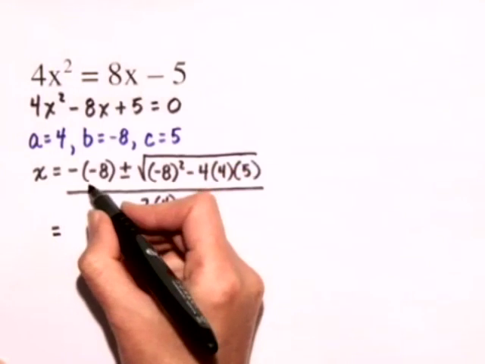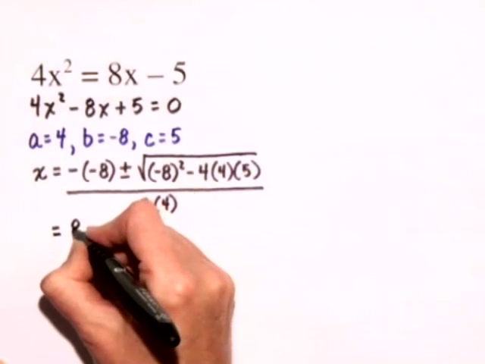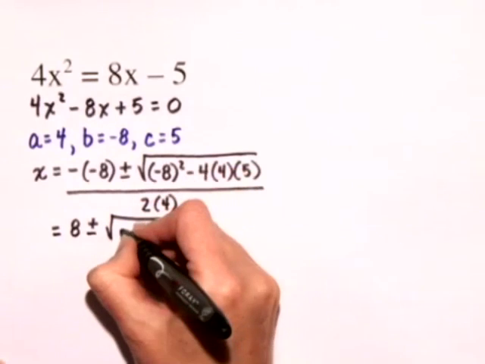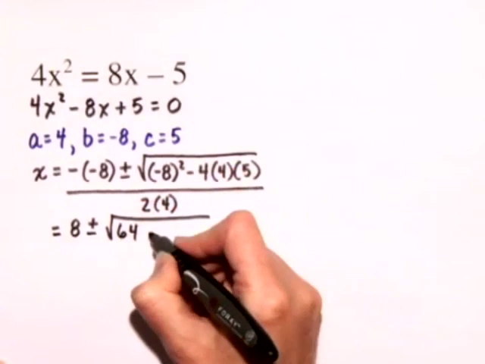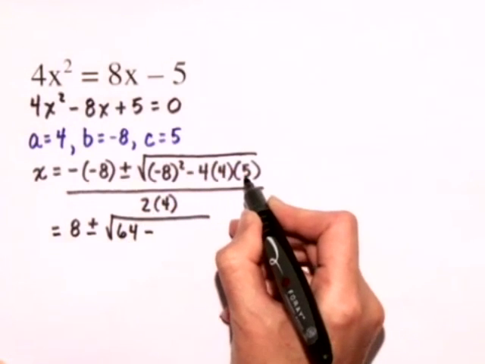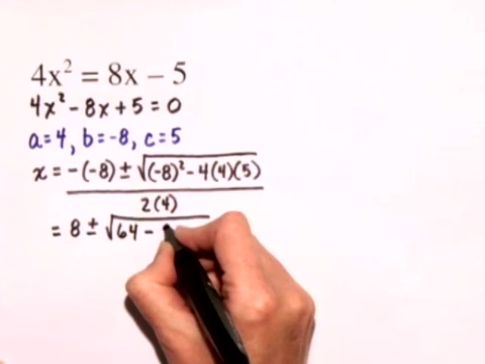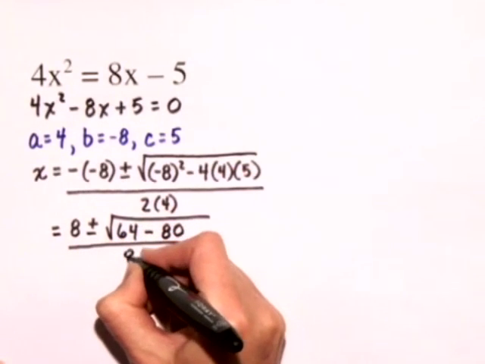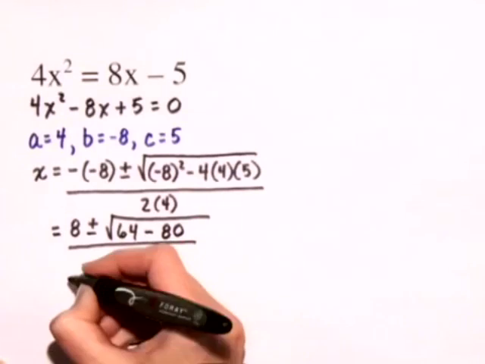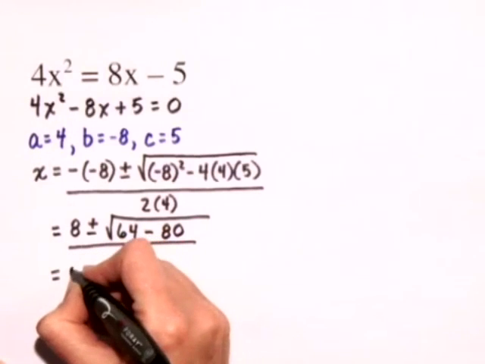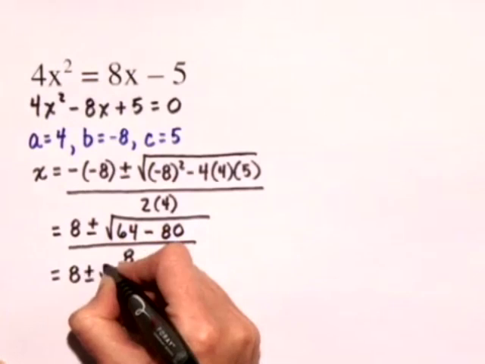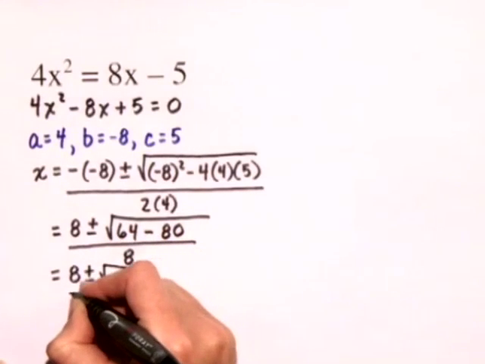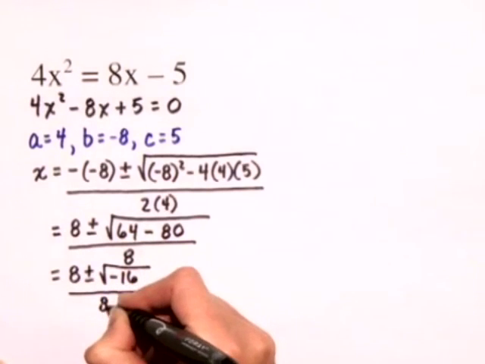So x is equal to the negative of negative 8, which is positive 8, plus or minus the square root of, we have 64, minus 4 times 4 times 5 gives us 80, and that's all over 8. Let's simplify underneath the radical, and we get 8 plus or minus the square root of 64 minus 80, which gives us negative 16, and that's all over 8.